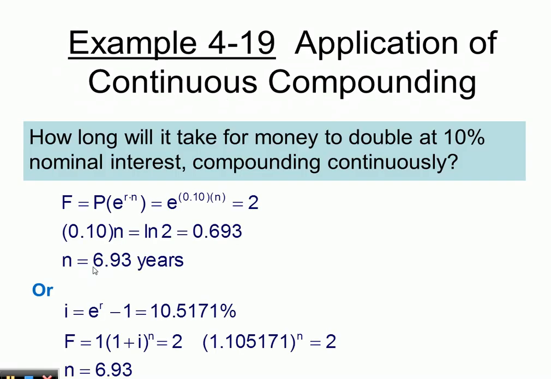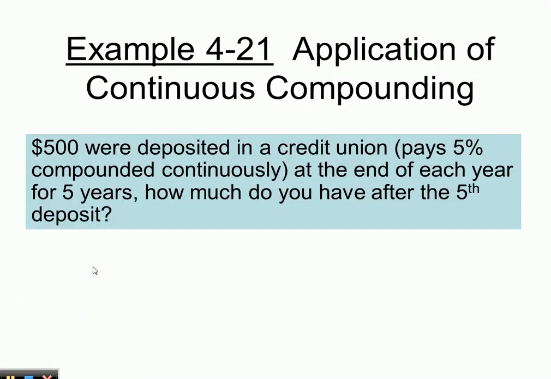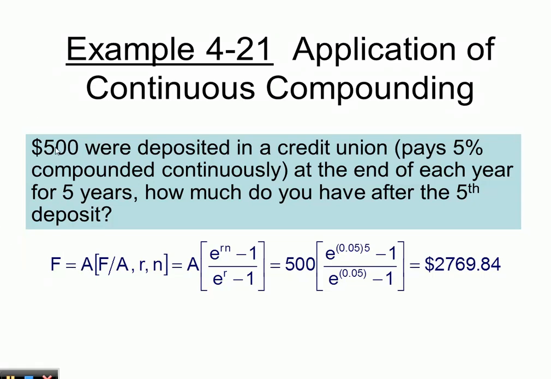Let's go back to this problem. So 500 would be A, and then we're finding F given A with a nominal rate r, because it's continuous compounding, and n is 5 years. Plugging all this into the corresponding formula for F given A that we looked at a couple of slides before, A is 500, r is 5%, so 0.05, and n is 5 years. Plugging it in, we evaluate it to this.